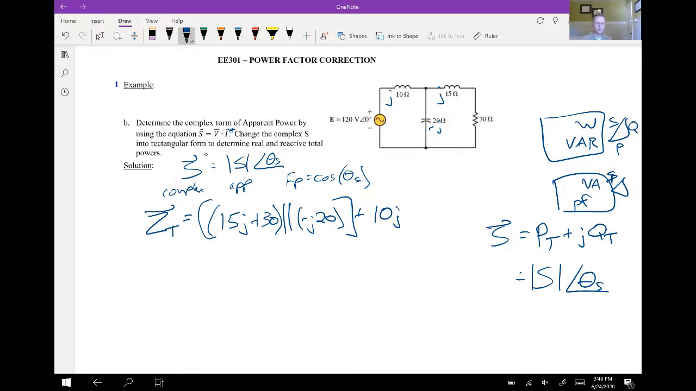Does anyone need me to go over how to put that into the calculator? Because I can if you would like me to.